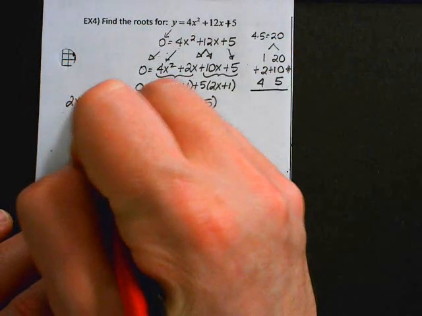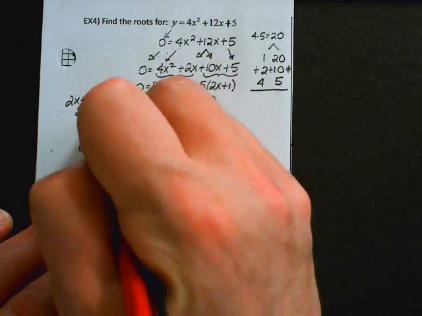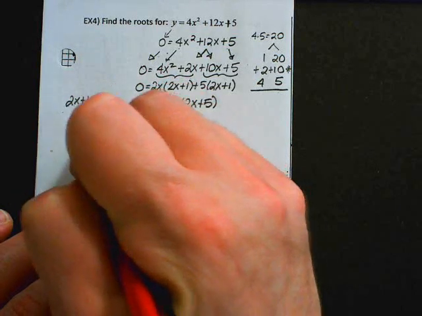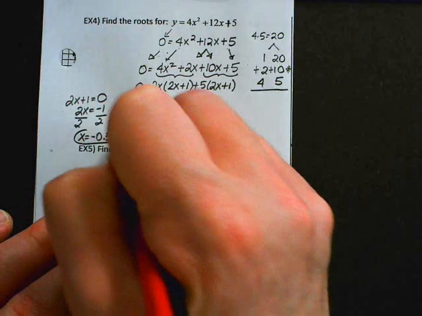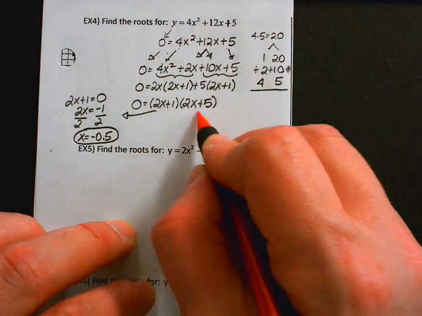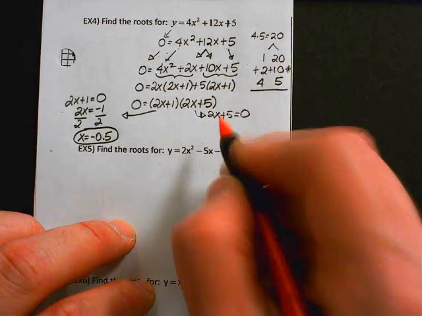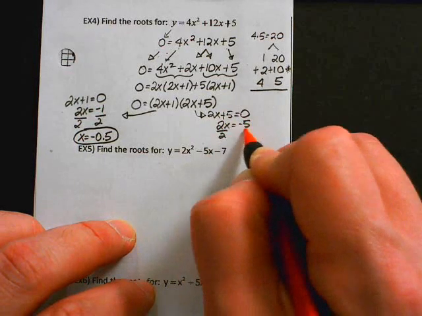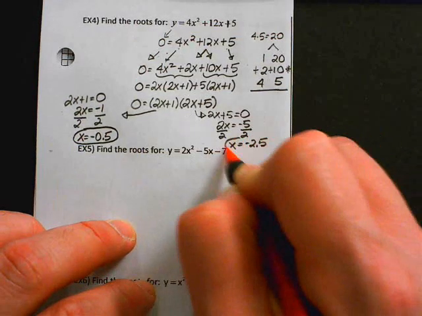So now I'm going to break into 2 parts. 2x plus 1 equals 0. If we move the 1 to the other side, it becomes negative 1 divided by 2. So negative 1 divided by 2 is negative 0.5. Alright, now we're going to do the next one, which is 2x plus 5 equals 0. We move the 5 to the other side, so it becomes negative 5. Divide that by 2. X equals negative 2.5.